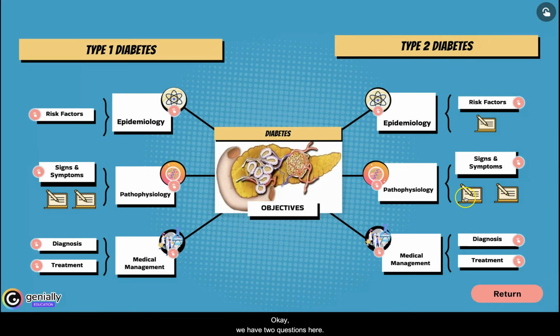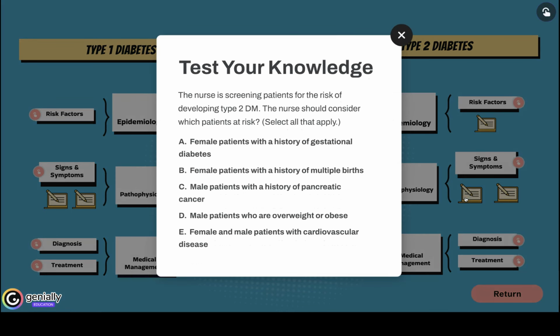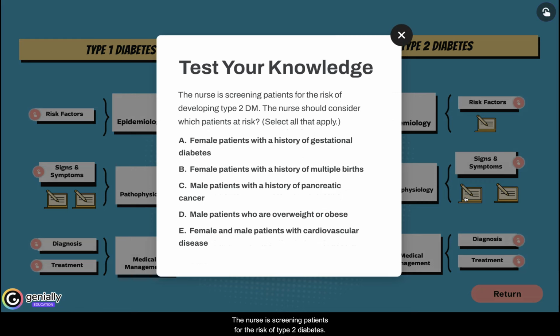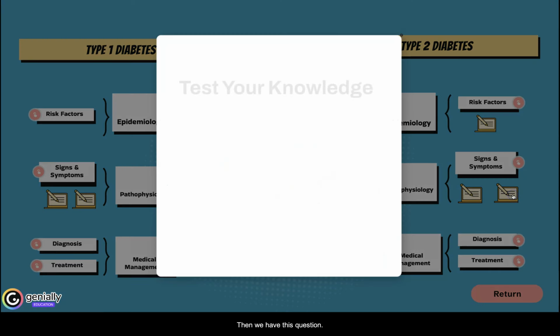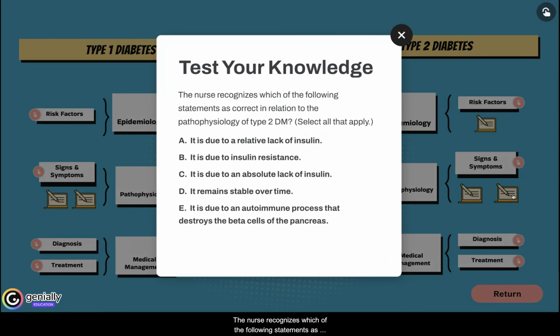Okay, we have 2 questions here. Please take a note. The nurse is screening patients for the risk of type 2 diabetes. The nurse should consider which patients at risk. Oops, I think that's a repetitive question here. Then we have this question. The nurse recognizes which of the following statements as correct in relation to the pathophysiology of type 2 diabetes mellitus. Select all that apply. Go ahead and take a screenshot of this or note the answers, and we will discuss these in class.